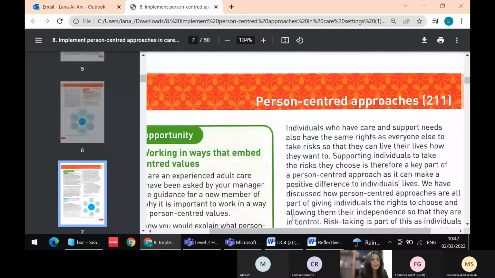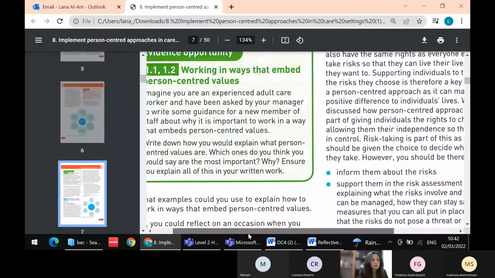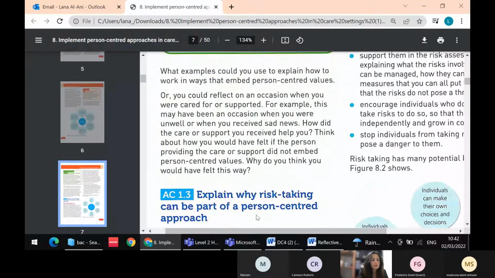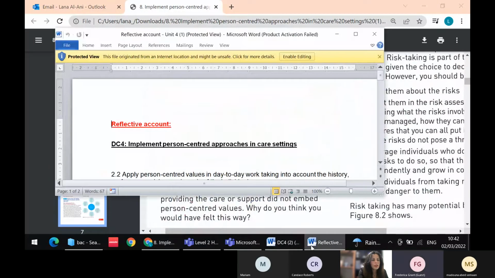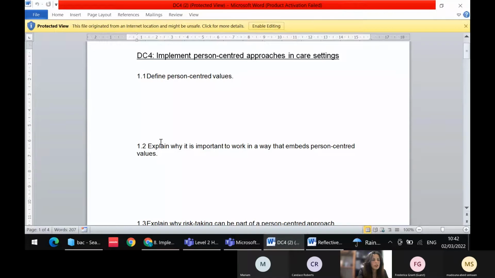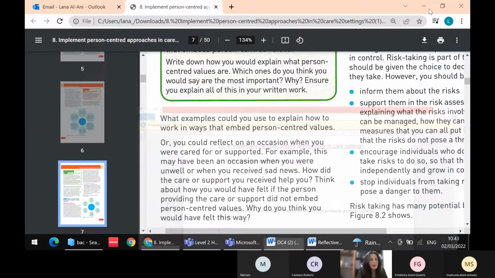So all this means better communication skills. Okay, so are we clear up to here? So, do you know how to answer question 1.2, explain why it is important in a way to work that embeds person-centered values? Do we know how to answer this question? We just talked about it.